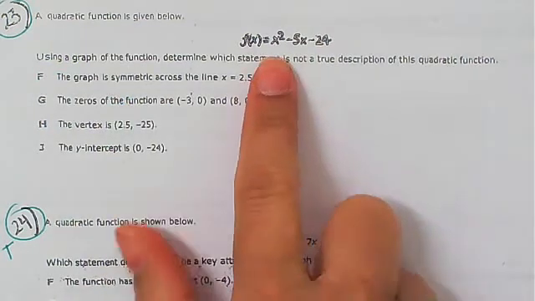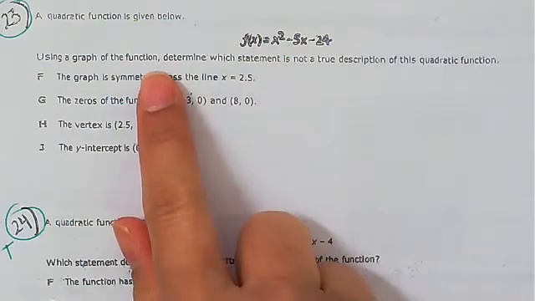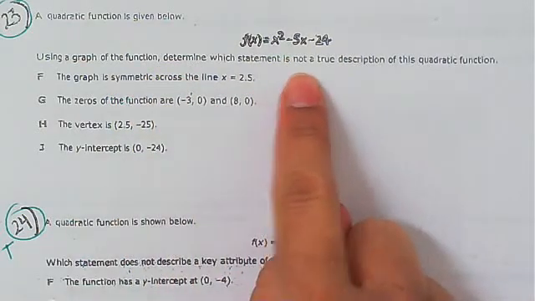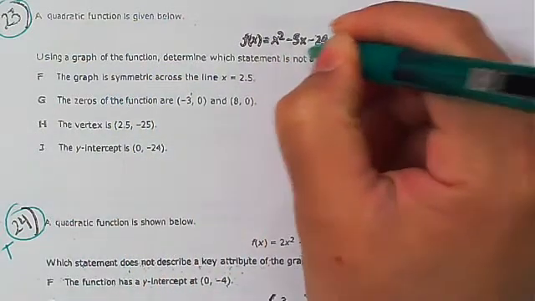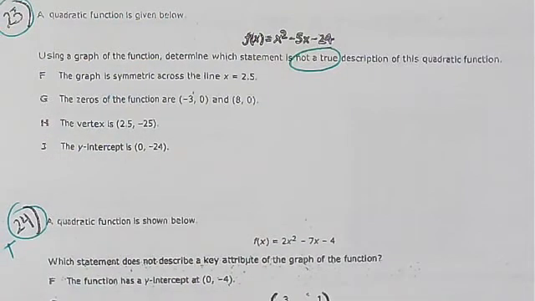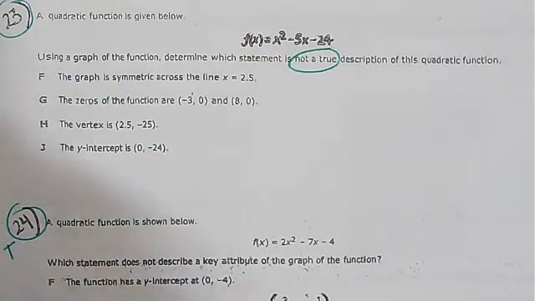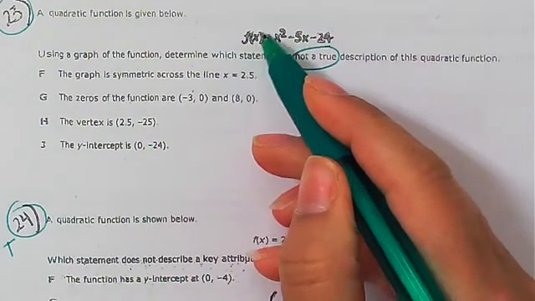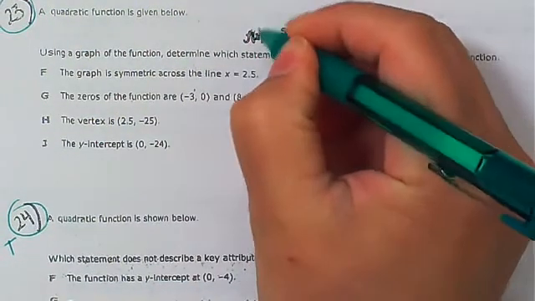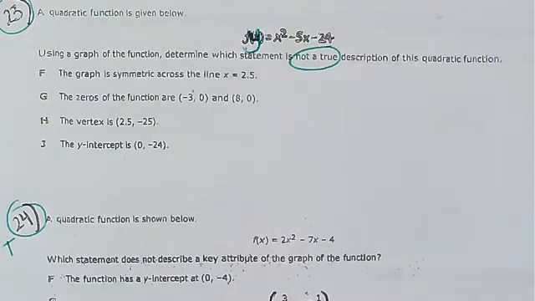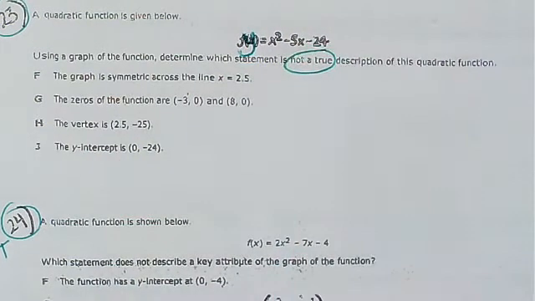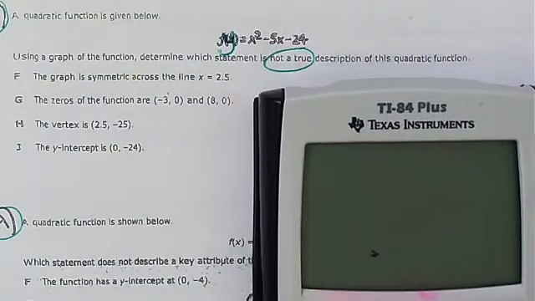It says the quadratic function is given below. Using a graph of the function, determine which statement is not true about that function. Okay, notice how they said using a graph. Well, there's your hint. Hey, you got to graph it, okay? As long as it says f of x, that means it's already on y equals. If it would have said equals 0, that's also ready for y equals. As long as everybody is together on one side, that quadratic is ready for the calculator.